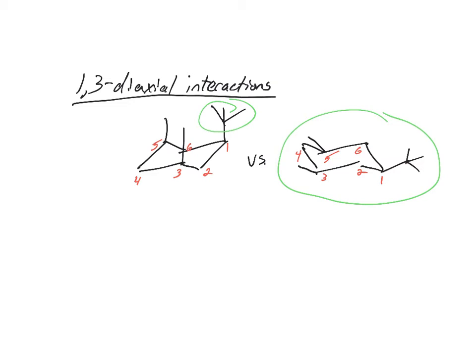Got to be able to draw these chair structures really well. You're going to have to do that a couple of times. So the diaxial interactions are 1, 2, 3 carbons away from each other. 1, 2, 3. These axial groups on the same side, top or bottom, are running into each other. Those are high energy interactions. That's why they'd rather be equatorial.